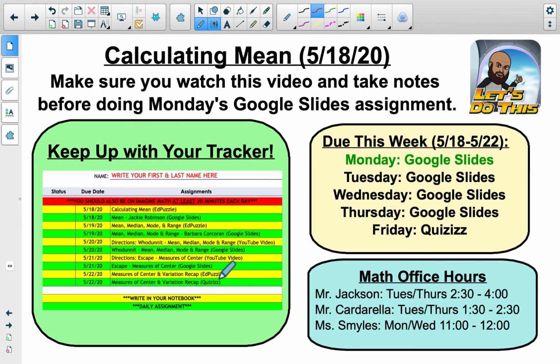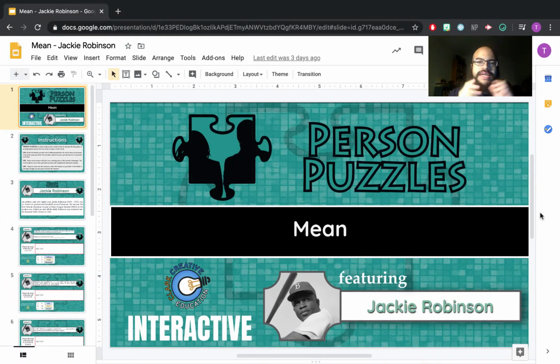All right, now really quickly, I am going to just spin on over to today's activity so it is clear what I need you guys to do and turn in for today. This is what's called a Pearson puzzle. What a Pearson puzzle does here is you're going to solve, obviously, math questions, but you're going to get some useful real-world information on someone important in history. And in this case, it is Jackie Robinson.